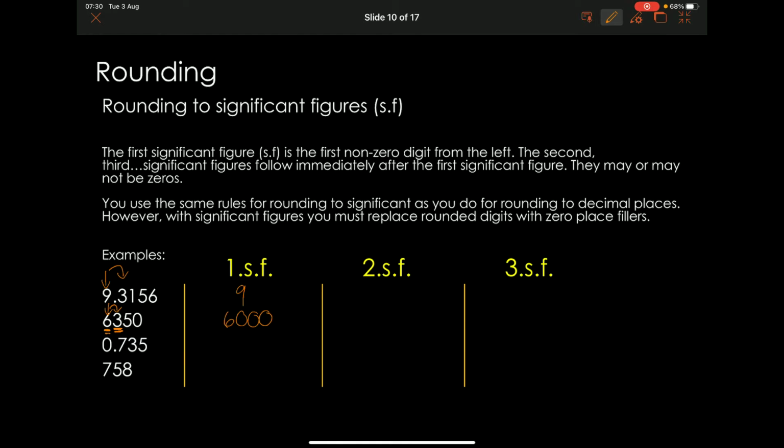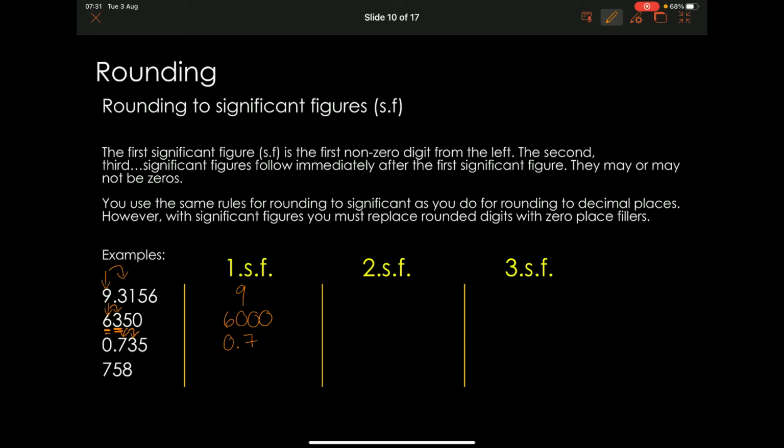In the third example, my first significant figure is actually this 7. It's not the 0. I'm not allowed to use 0 as my first significant figure. So this is going to be 0 point something, because again, you've got to hold the value. Now if I look at the number next to that, it's a 3. That means that 7 is going to stay as it is. The rest you can put zeros if you want to, but it doesn't mean anything, so there's not really much point. So 0.7 would be your answer there.